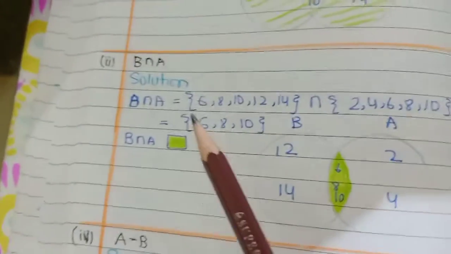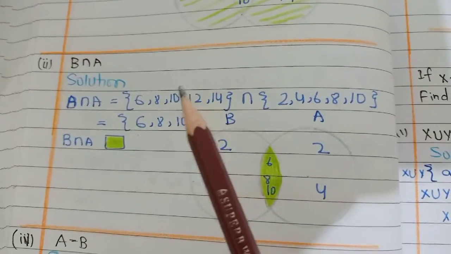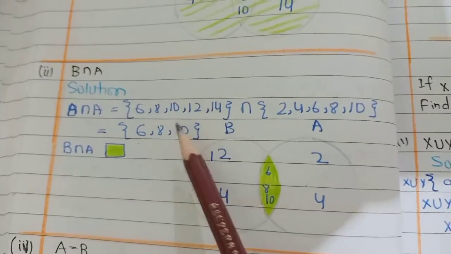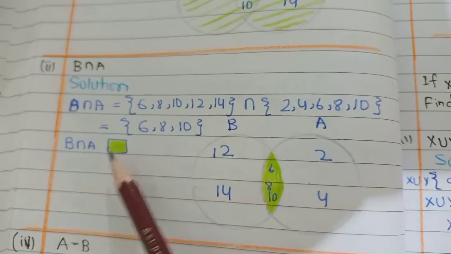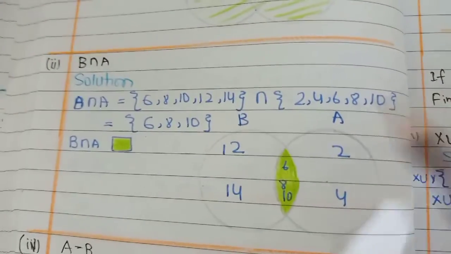Now let's look at A intersection B. Of course, A intersection B, or B intersection A, is very easy. Why? Because we only have to write down the common elements. So I know 6, 8, 10 are the common elements. This time I have used the whole shaded area. I have colored this block. So I will do the same thing here also.